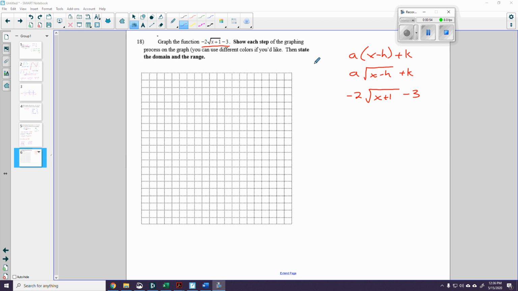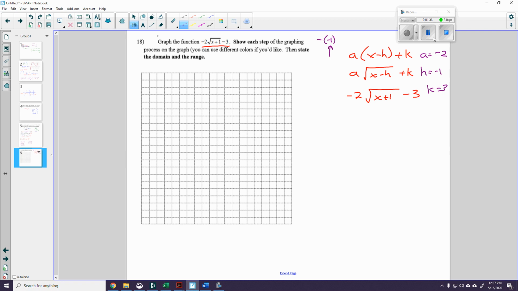So to start out, I'm going to write over here on the side that my a is equal to -2. My h is equal to -1. Now I know it says +1 over here, but remember, our template is minus h. So if I want to get +1, that would be minus 1. That's why -1 is my h. And then my k, that just keeps the same sign. My k is equal to 3.